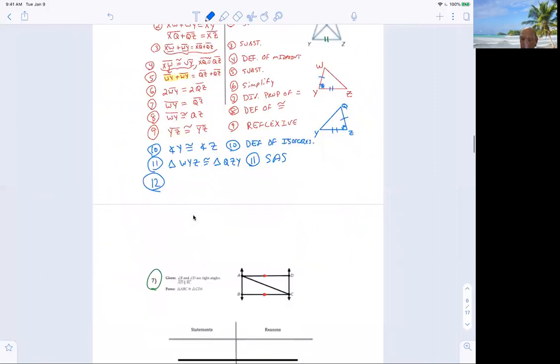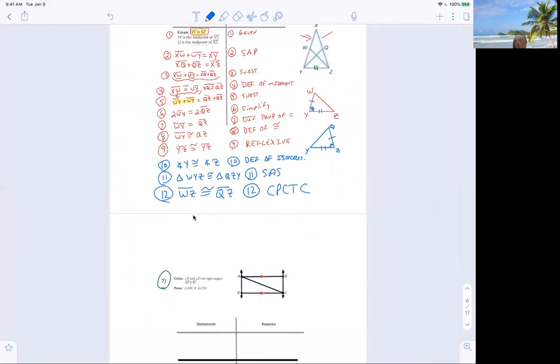We are amazing. WZ is congruent to QY because of CPCTC. All right, that really is good. Really good. All right, and again, that's our 12-step proof.